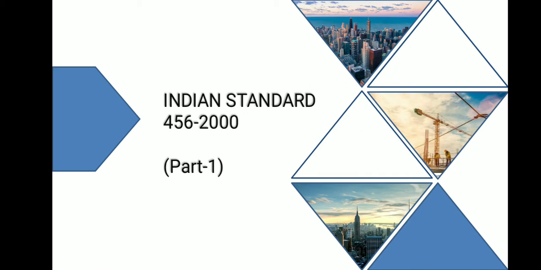For civil engineers, there are more than 20 IS codes available. Now from those IS codes, some are frequently used and some are occasionally used by the construction engineers. So now, without wasting much more time, let's begin with the very important code first. That is, as you all can see, Indian Standard 456-2000, and this video would be a part 1 of it.